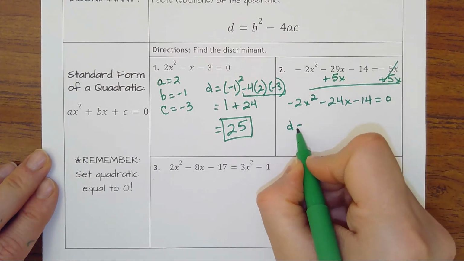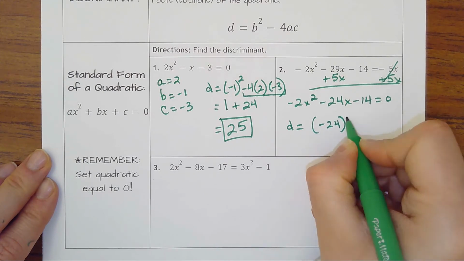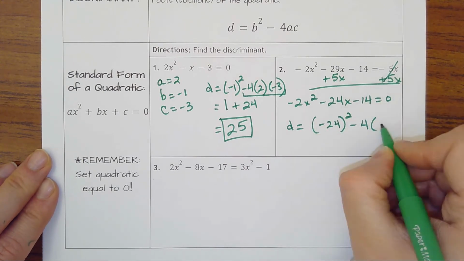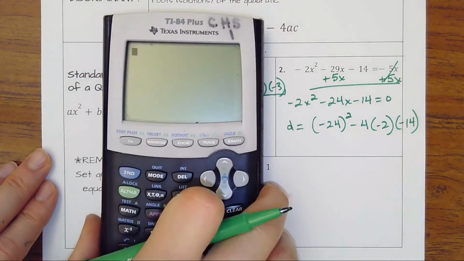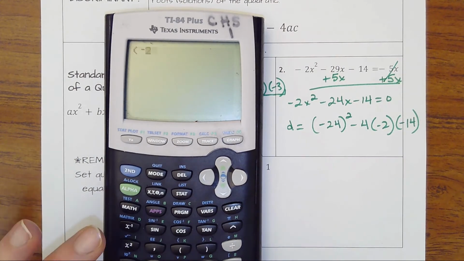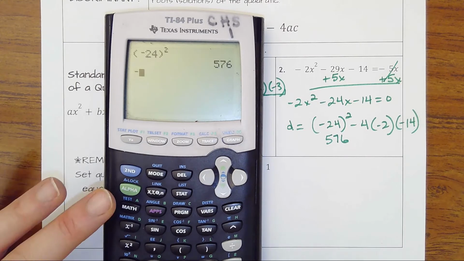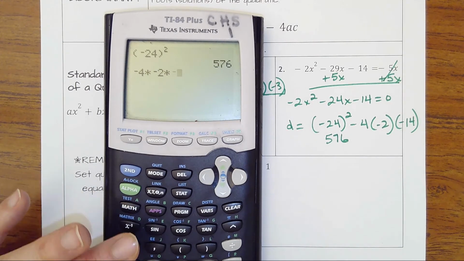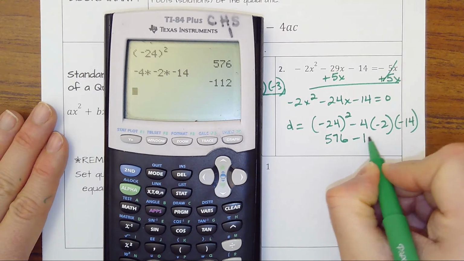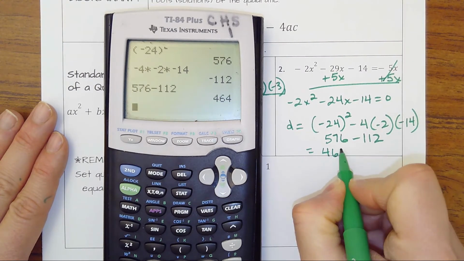So discriminant's going to equal my b value squared, -24 squared minus 4 times a of -2 times c of -14. Okay, this one I'll probably just do on my calculator, at least -24 squared. That's 576. -4 times -2 times -14 is -112. 576 minus 112 is 464.